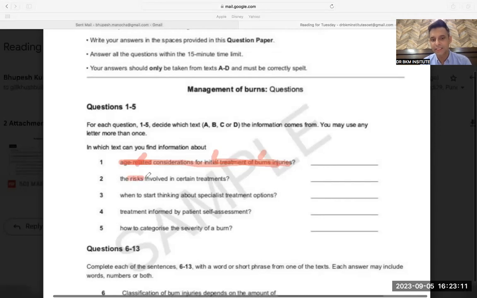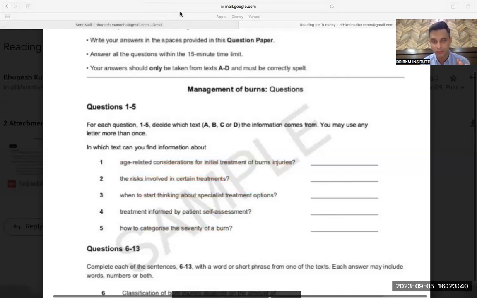Second, the risks involved in certain treatments. What are the risks? When to start thinking about specialist treatment options. So this is about timing and treatment options, this is about risk, and this is about age related. Then treatment informed by the patient self-assessment, and how to categorize the severity of the burn. So these are the questions I have got, and I have read the questions well.